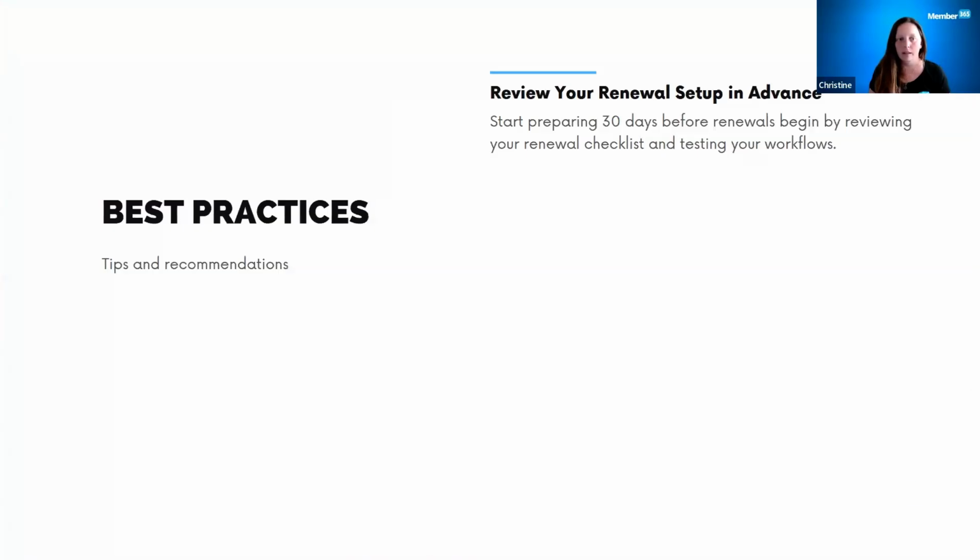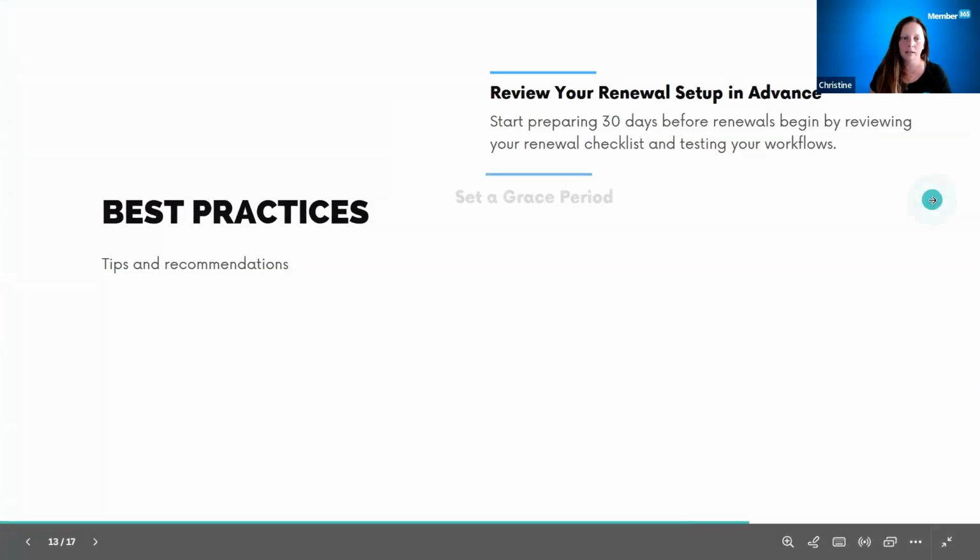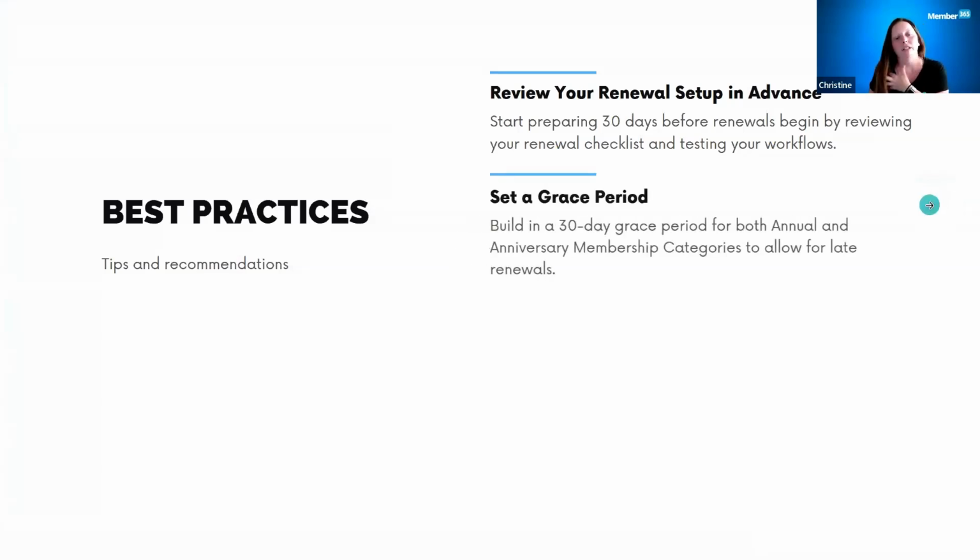All right. Next is to set your grace period. Industry standard is 30 days. You don't have to do it; you can make it stricter if you want to be really strict, depending on your bylaws, but industry standard is 30 days. And then you can auto archive, or archive before your next renewal cycle.